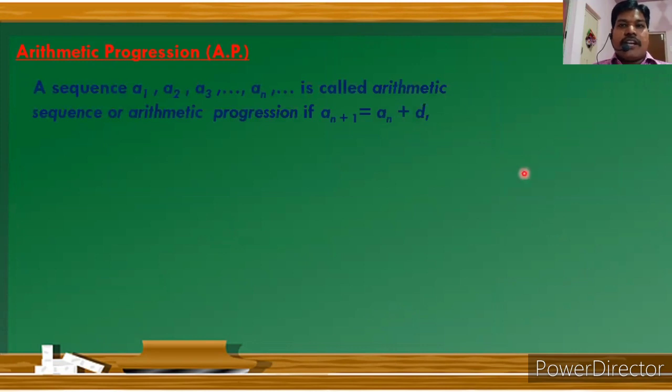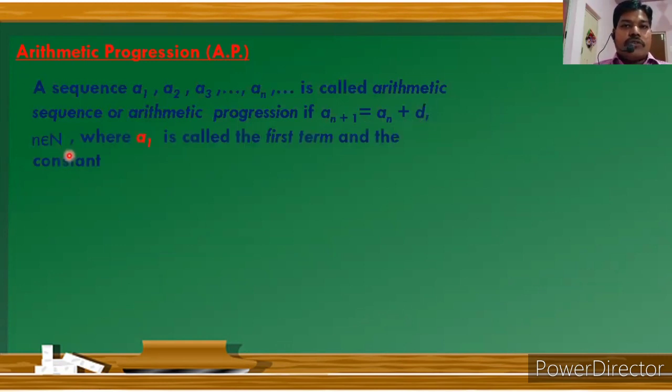A sequence a1, a2, a3 and so on, an and so on, is called an arithmetic sequence or arithmetic progression if a(n+1) is equal to an plus d. What is the meaning of this? In an arithmetic progression, we add a fixed number d to a number, and then you get the next number.